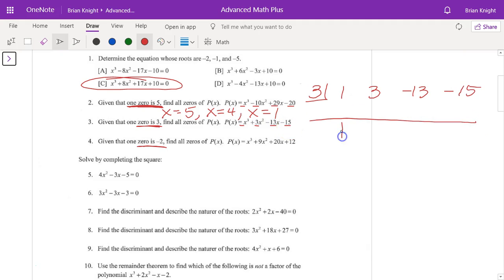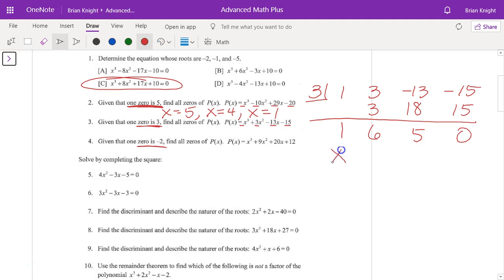Bring down our 1. 3 times 1 is 3. Add those up, you get 6. 3 times 6 is 18. Add those up, you get negative 5. No, positive 5, excuse me. Positive 5. And then 3 times 5 is 15. And we have 0 like we're supposed to.